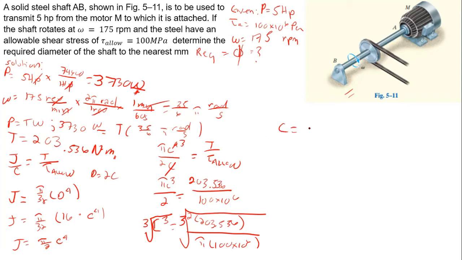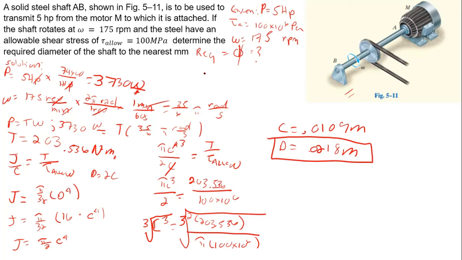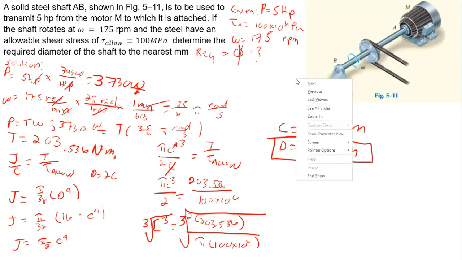So C is equal to 0.0109 meters. So diameter yung hinahanap, so multiply lang natin to into 2. So yung diameter natin is 0.0218 meters. So proceed tayo sa next example.